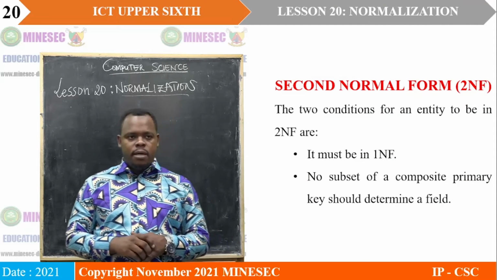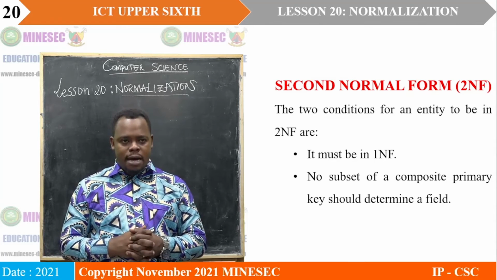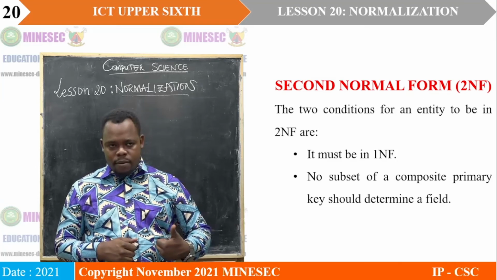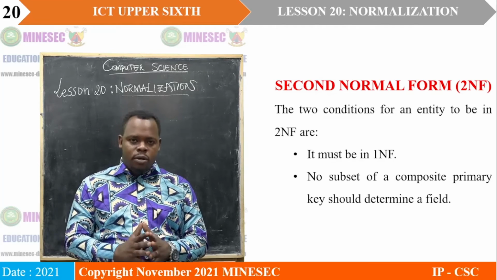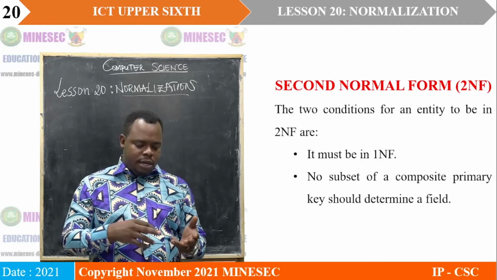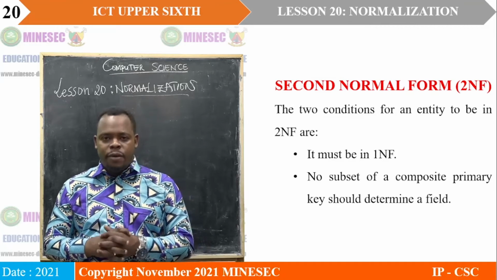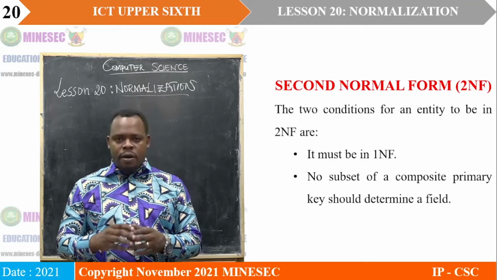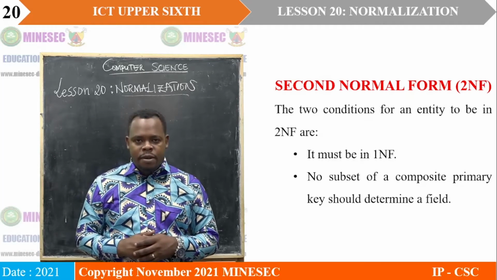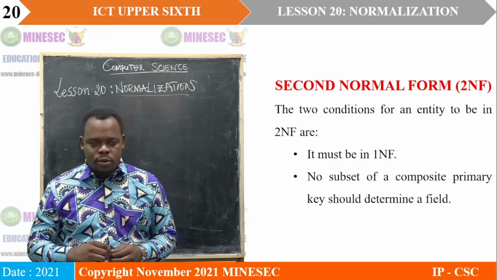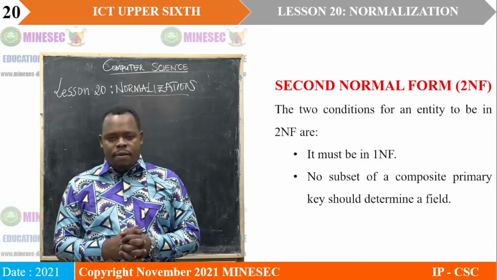Second normal form. The two conditions for an entity to be in second normal form are, it must first of all be in first normal form. It means you must go through the stages to convert a table to first normal form. As we said, you choose a primary key, then you break down multivalued fields into single-value fields, or you can even create a separate relation where you are going to have different fields which can only hold unique values. So when you have done that, for your table to be in second normal form, it must first of all be in first normal form.